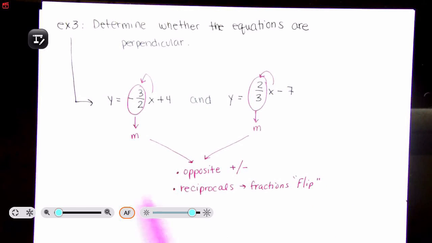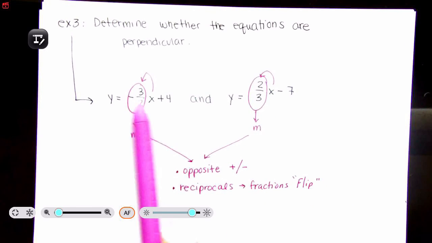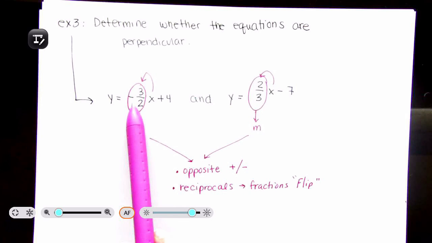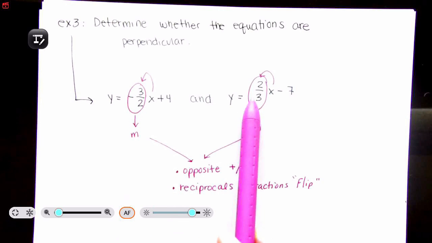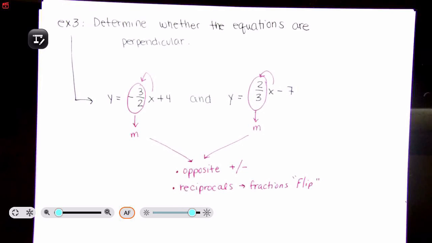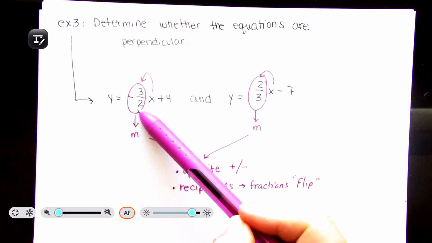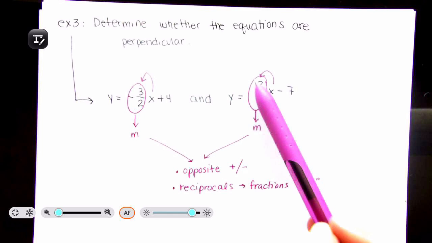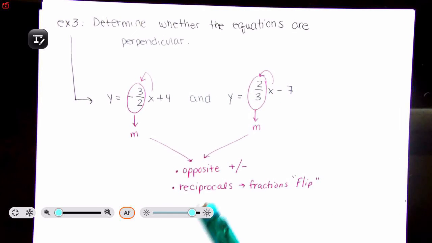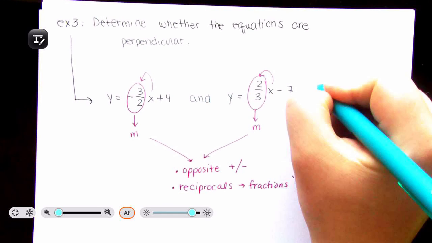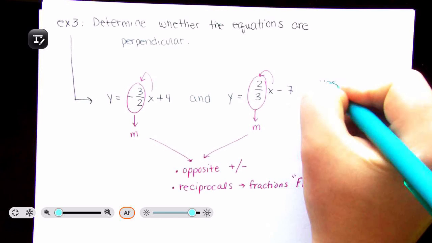Okay, so let's ask ourselves, are these opposites of each other? Is one positive, is one negative? Yes, this one is negative, this one is positive. So check here. We can do a mental check. I'm not actually going to write a check mark. The second thing, did the fractions flip? Is 3 on top and 3 on the bottom here? Yes. Is 2 on the bottom, 2 on top here? Yes. So if they meet both requirements, you can say that yes, they are perpendicular.